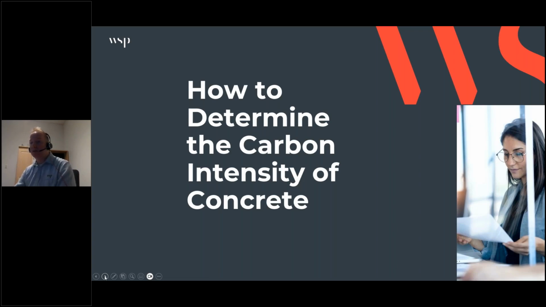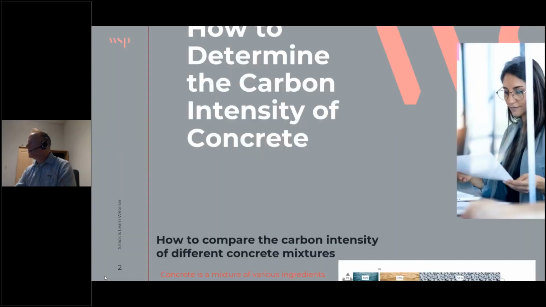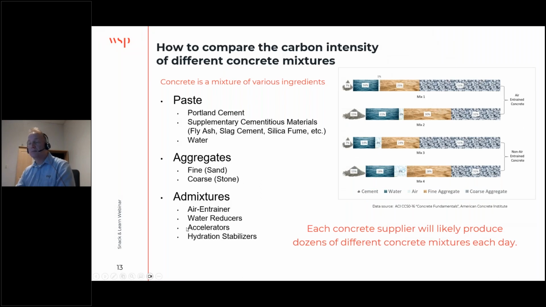Now, how to determine the carbon intensity of concrete? It's a very complex problem to understand because the concrete is a mixture of several different ingredients. The paste is the different cementing materials, aggregates, various admixtures, water, of course. And the challenge would be that each concrete supplier may actually produce dozens of different concrete mixtures in different recipes on any given day, supplied to project sites all over the geographic region they serve.